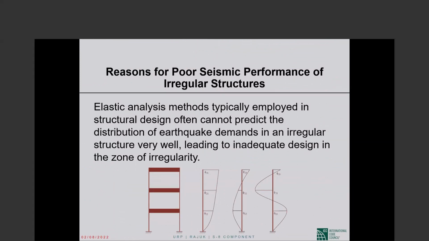So, reasons for poor seismic performance of irregular structures. Elastic analysis methods, which is what we almost always use as basis of design, whether it is static or dynamic doesn't make any difference. Elastic analysis methods typically employed in structural design often cannot predict the distribution of earthquake demands in an irregular structure very well, leading to inadequate design in the zone of irregularity.